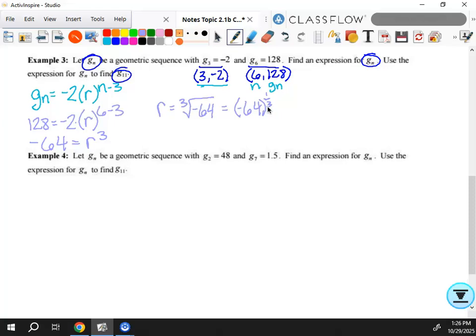It just becomes negative. The imaginary only happens with a square root, but negative times negative times negative is still negative, right? So if you take an odd root, your answer is just negative. So r would equal negative, and then what's the cube root of 64? 4.